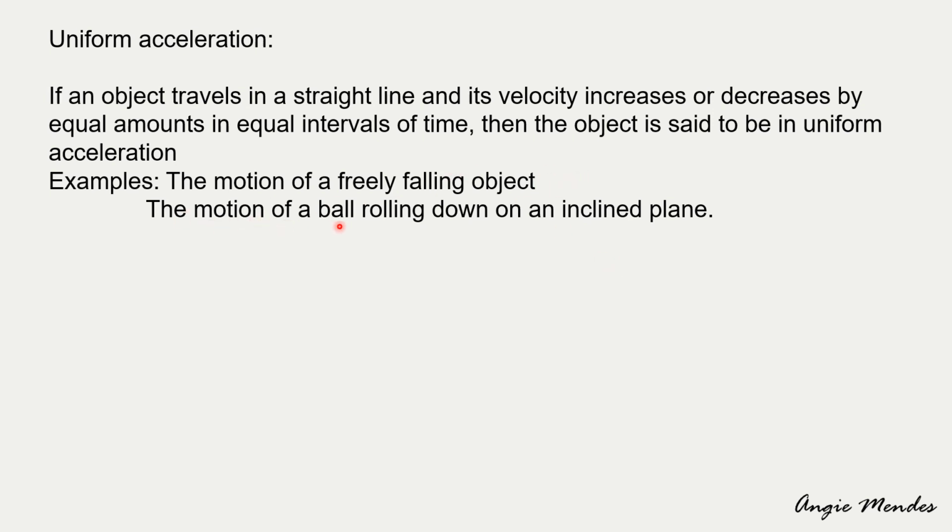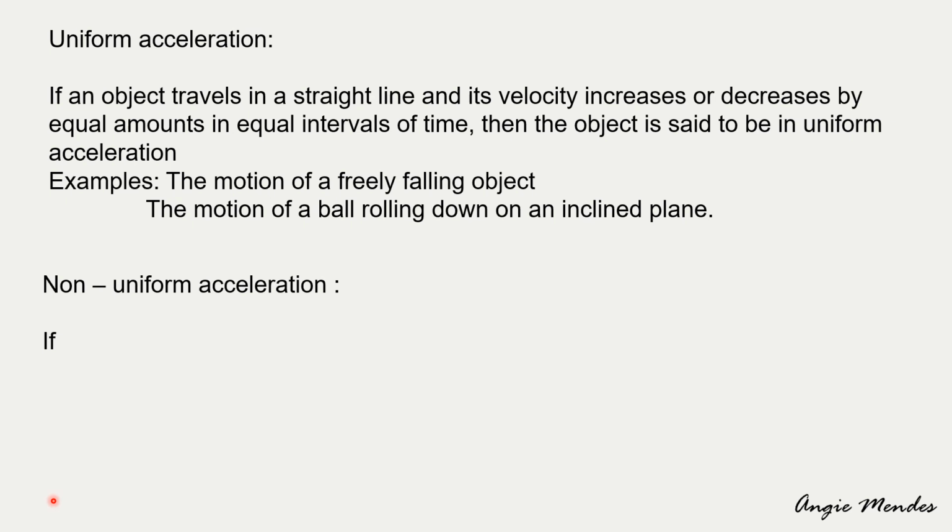So it is having uniform acceleration. Also, the motion of a ball rolling down an inclined plane. So inclined plane is like a slope. So if the ball is rolling down the slope, it is moving along an inclined plane, which is also a line. Its velocity can increase or it can decrease. So when it is rolling down, of course, it will increase in equal intervals of time. So it is having uniform acceleration.